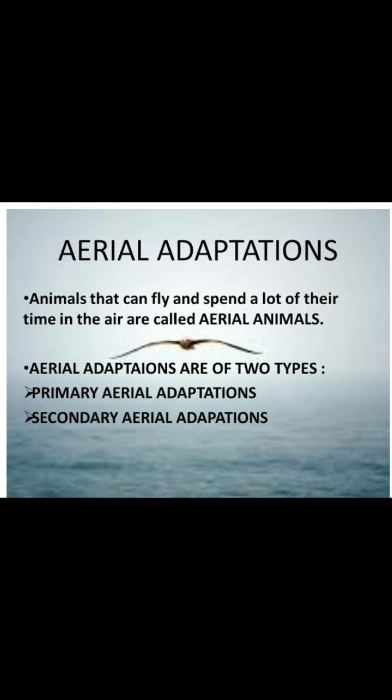Aerial adaptations. Animals that can fly and spend a lot of their time in the air are called aerial animals. Aerial adaptations are of two types: primary aerial adaptations and secondary aerial adaptations. They have a streamlined body which reduces resistance to air current. Their forelimbs, meaning the front legs, are modified into wings. They have hollow bones and a light body which help them in flying. So inside the bone nothing will be there. It's like a hole, so it can fly well. They have strong muscles which help them in flight.